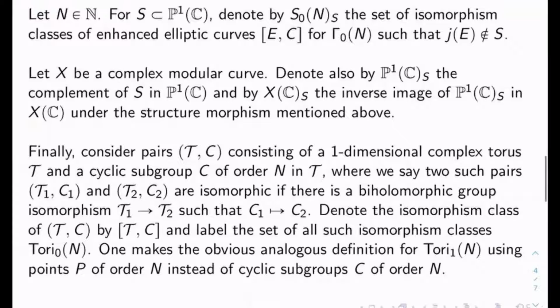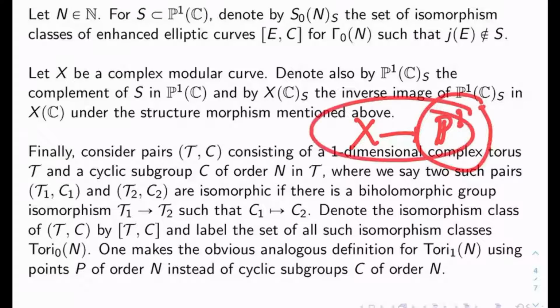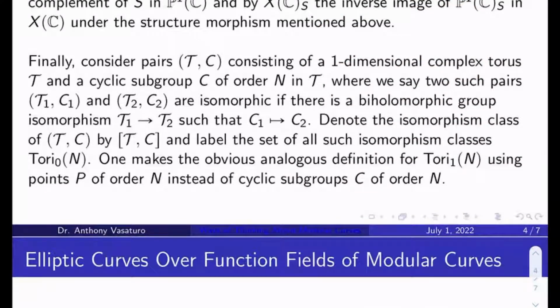Let X be a complex modular curve. I've described for you how to get all of those just above. Let's denote by P1(C) sub S the complement of S in P1(C), and by X(C) sub S the inverse image of P1(C) sub S in X(C), the complex points of X, under the structure morphism mentioned above. Remember, I've got the structure morphism X to P1. So I'm saying that X(C) sub S is the preimage of P1(C) sub S under this structure map. Okay. Finally, I want to consider all pairs (T, C) consisting of a one-dimensional complex torus T and a cyclic subgroup C of order N in T. So very similar to what we do with complex elliptic curves, which is no accident.